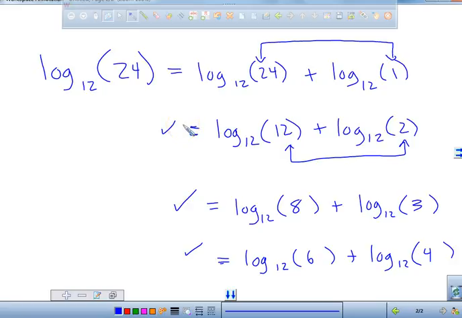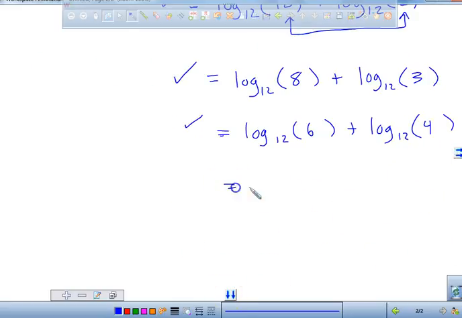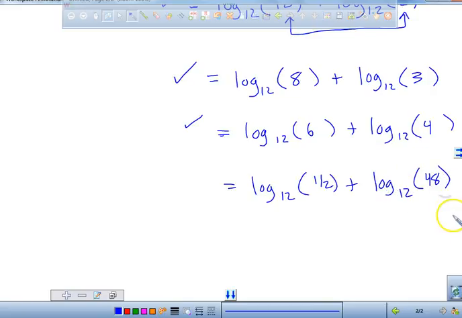You can get the exact same answer multiple ways of representing the same problem. These products equal 24. These products equal 24. Now, if you wanted to be a smart aleck, you could say log base 12 of a half plus log base 12 of 48 if you wanted to. Because what's a half times 48? 24. That's another way of writing it.